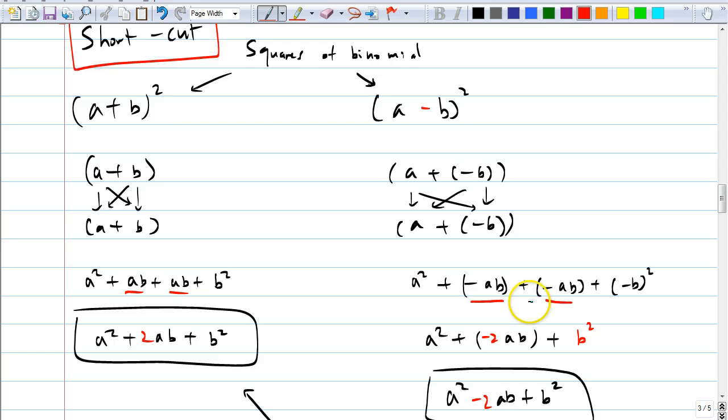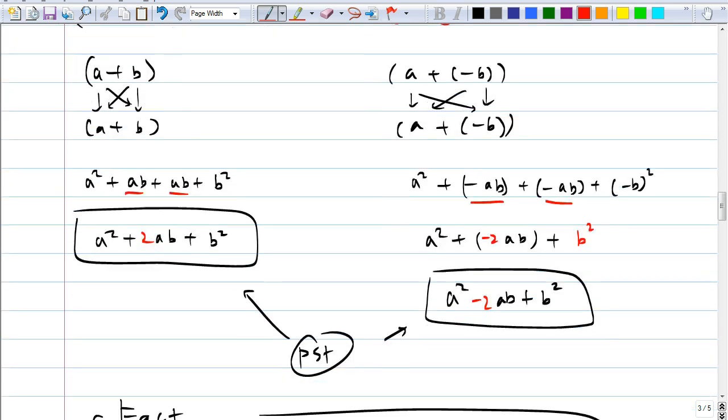Yeah, how did they become negative? Yeah, because she had negative b here. It was because it was a minus b. Does that make sense? So, do you see how we get 2 of these same middle terms? And how do you get the middle terms? You multiply the first term and the second term together, and you get 2 of those every time. Do you see the pattern?